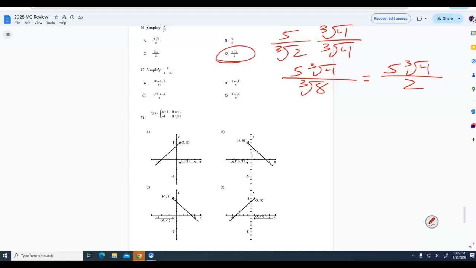I'm going to go with D. On your answer key, change that number on the radical to 4. It should be a 4. That was a typo.